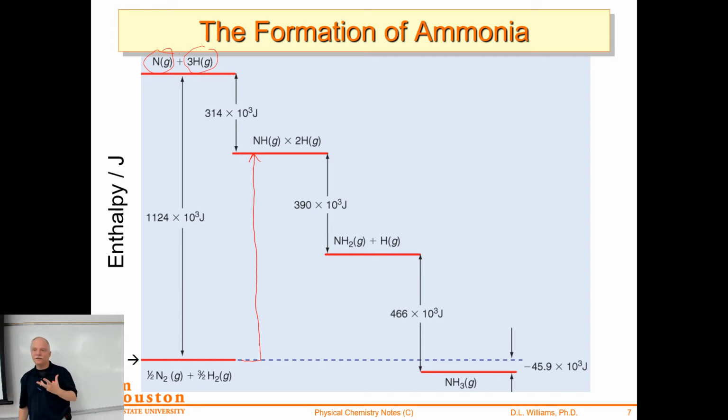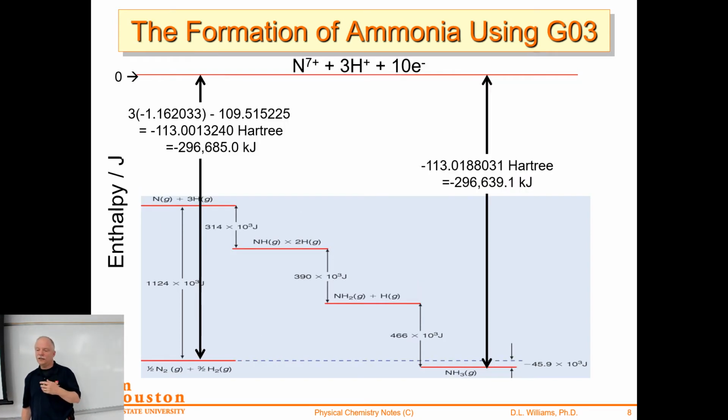But what about Gaussian? Gaussian has a different 0 point. So Gaussian doesn't know about elements in their standard states. To do that, you'd have to calculate the enthalpy of all the elements. But Gaussian does know about particles like protons and electrons and so on, and nuclei. And so you can calculate the energy of a nucleus, and you can calculate the energy of the electrons. And so this is the 0 point for Gaussian.